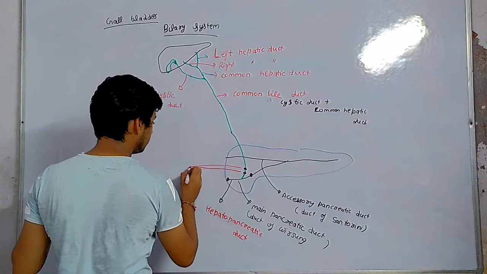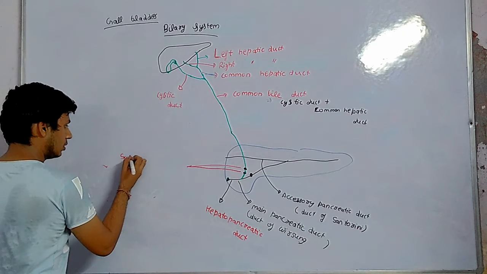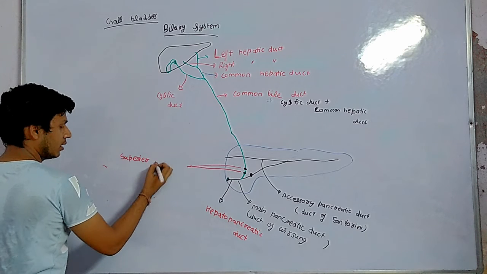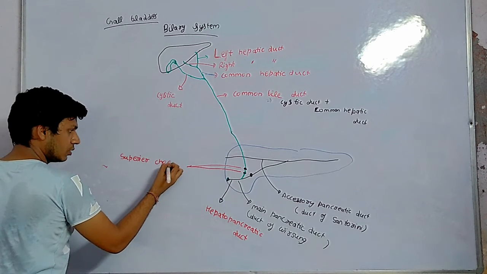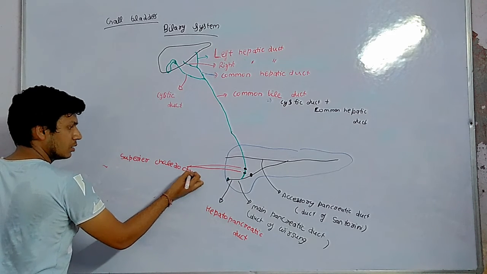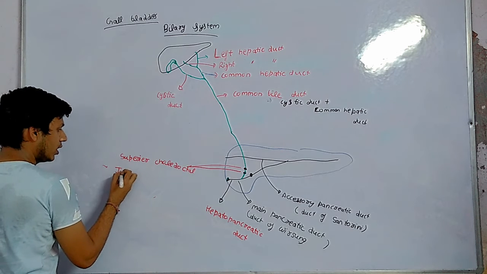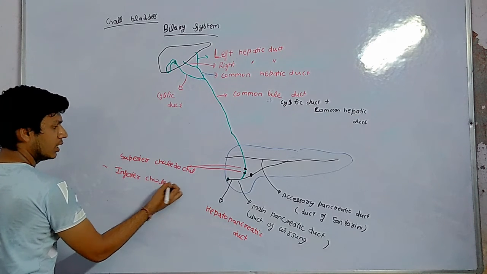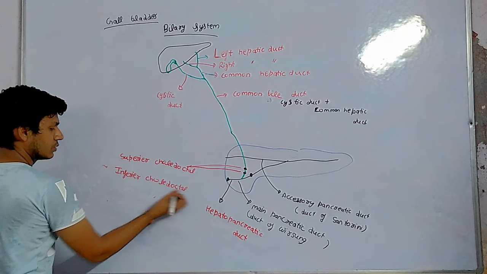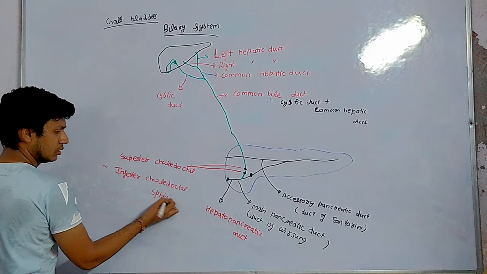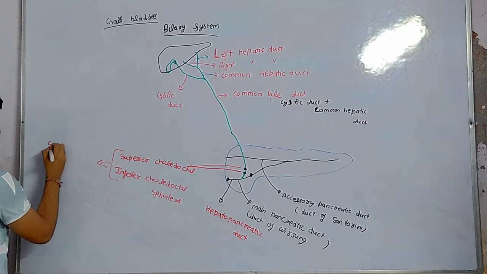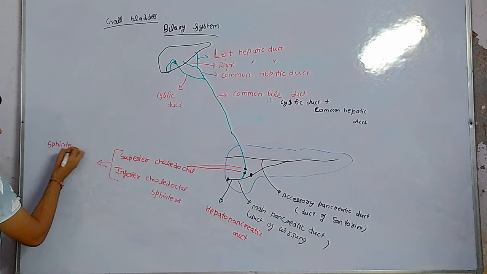These are called superior and inferior, two of them: the superior choledochal sphincter and the inferior choledochal sphincter. Then these are called the sphincters of Boydell.